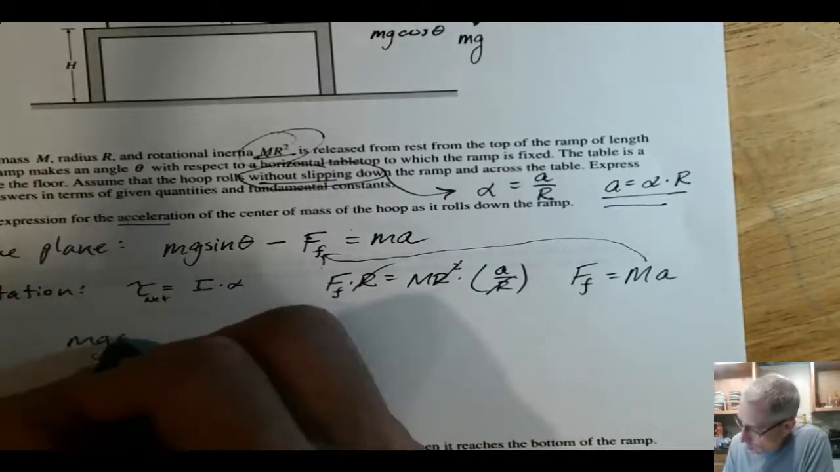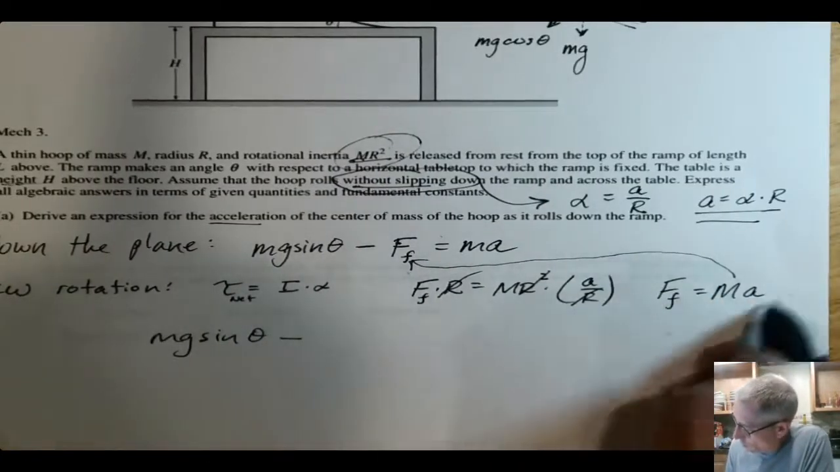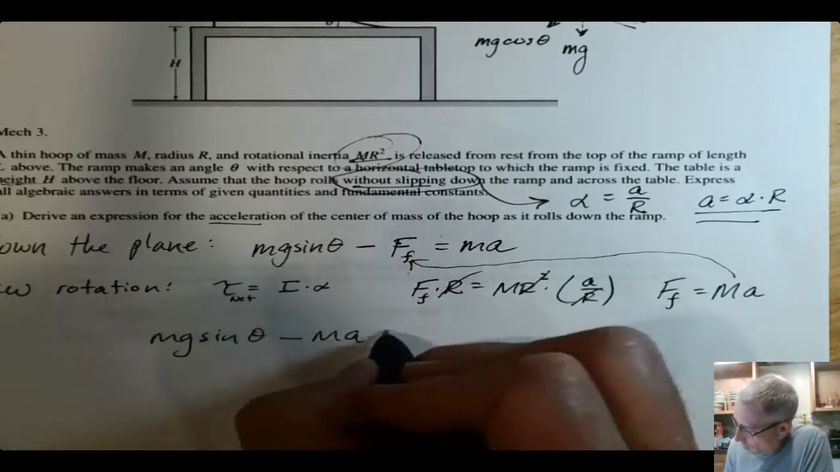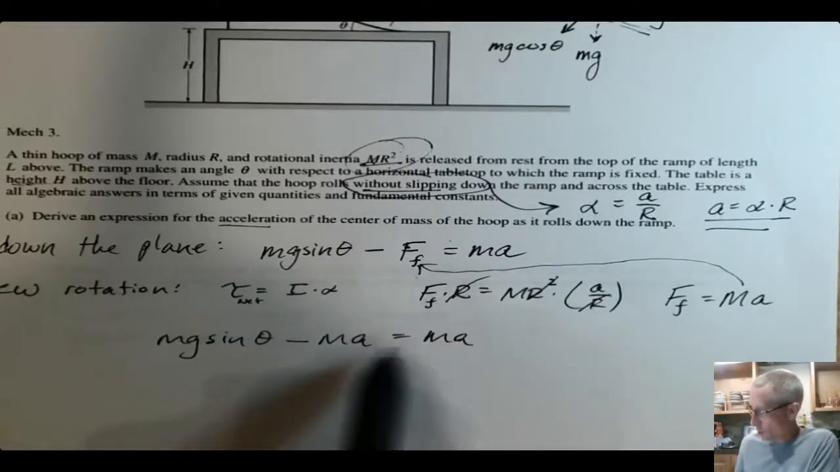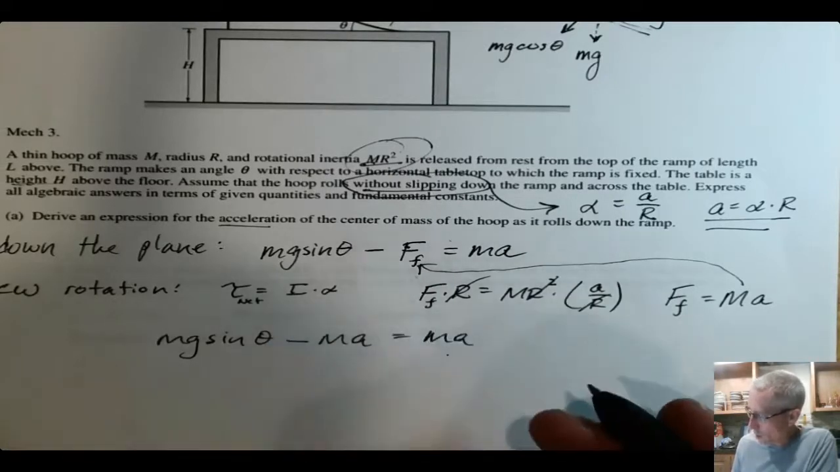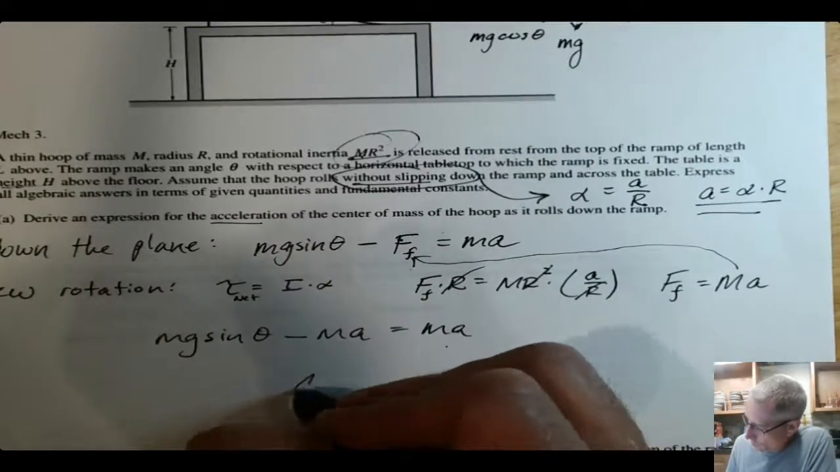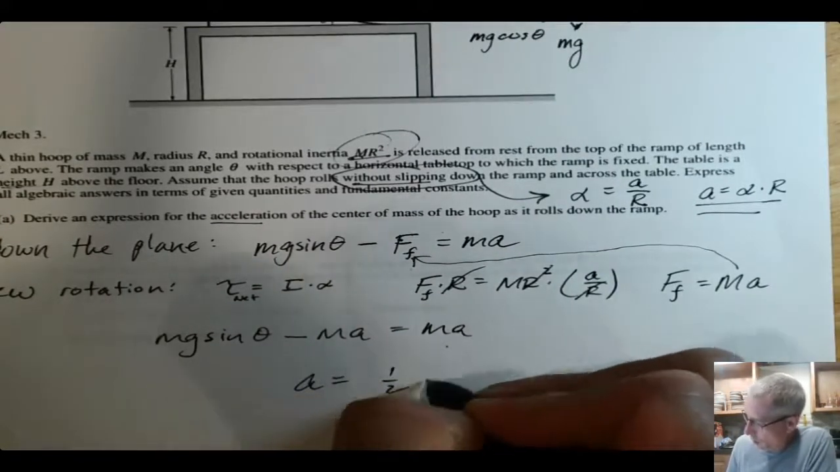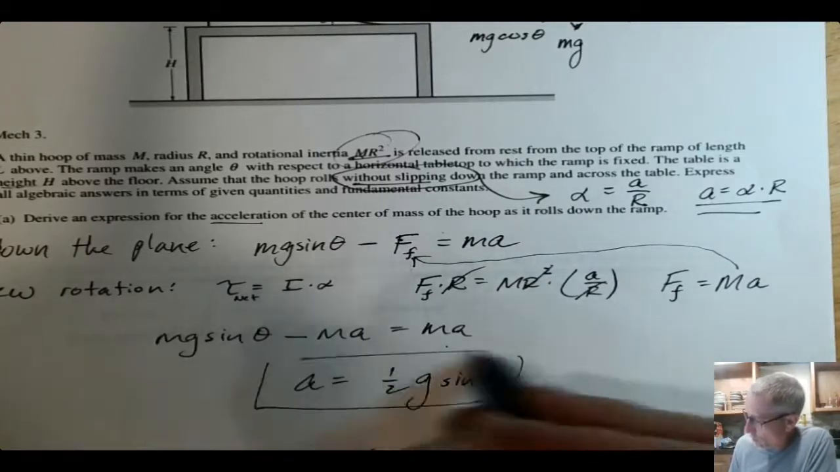So mg sine theta minus, now here's where my substitution happens, MA equals MA. Now be careful, don't do an algebra boo-boo here. These don't cancel out. You can actually add MA to both sides, and you get 2MA. Then the M's cancel, and you get acceleration is 1/2 g sine theta, which is kind of a cool little relationship.